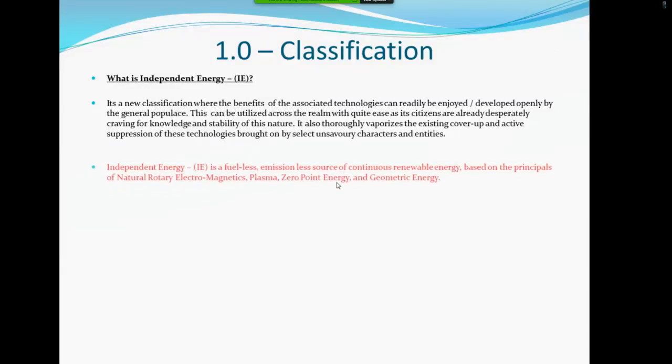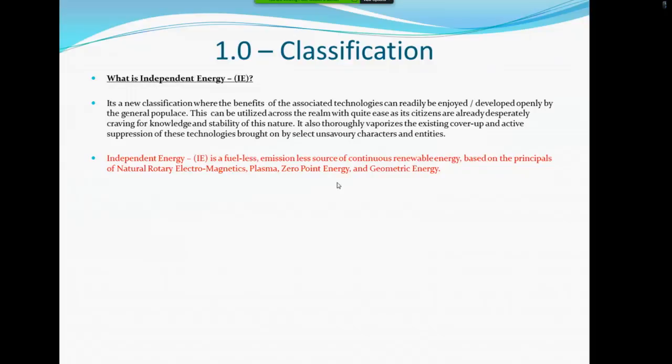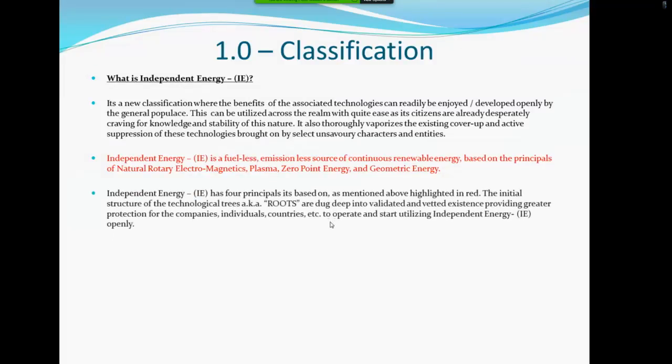Independent energy, this is the actual definition that will appear a little later, is a fuelless, emissionless source of continuous renewable energy based on the principles of natural electromagnetics, plasma, zero-point energy, and geometric energy. Independent energy has 4 principles. It's based on natural electromagnetics, 1, 2, 3, 4. That's pretty much how I labeled the principles.